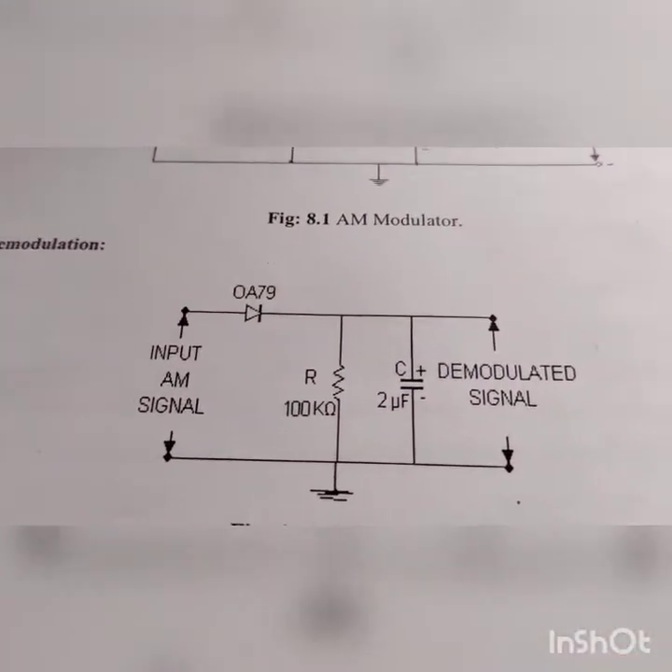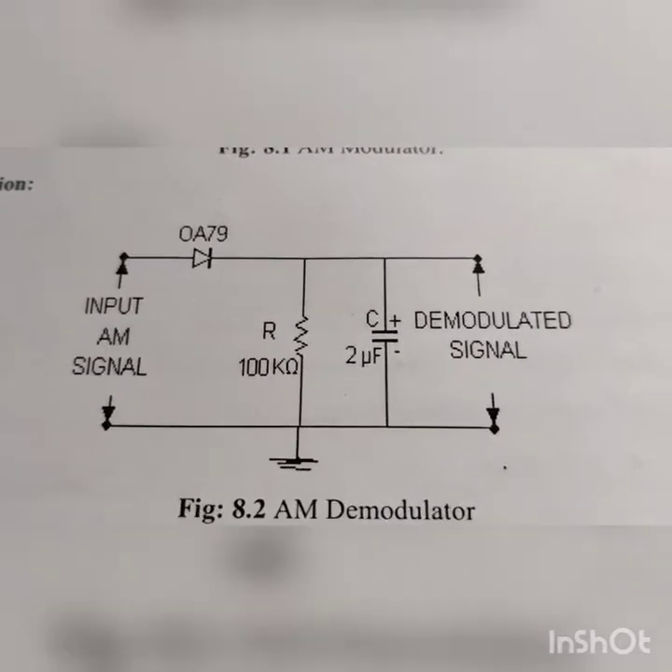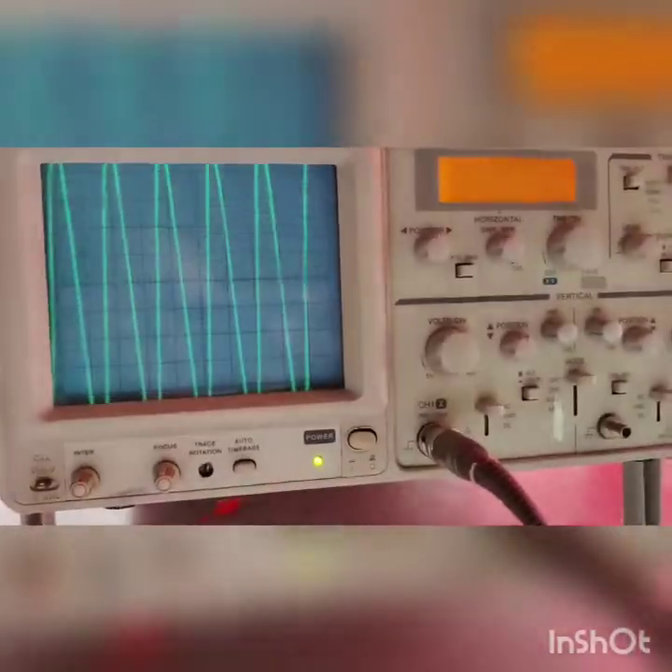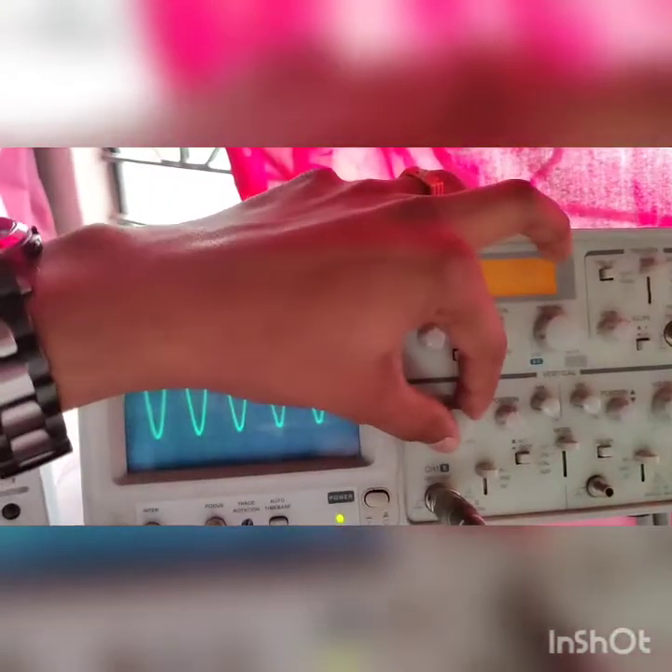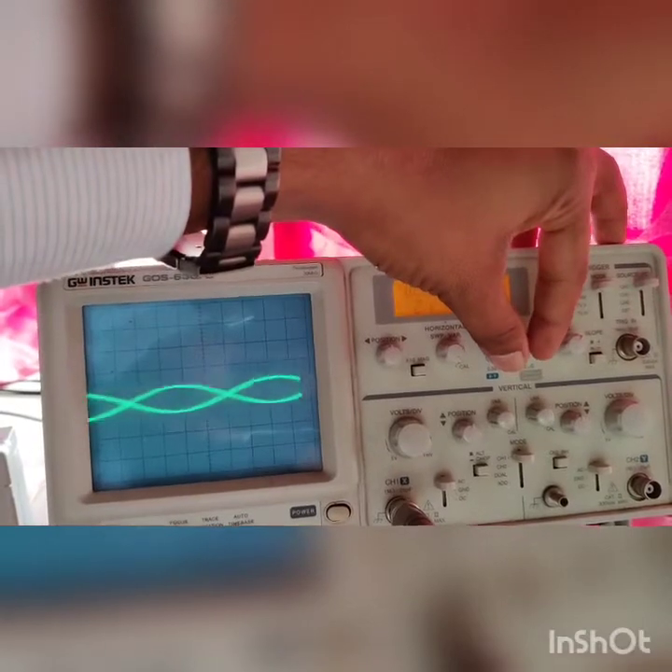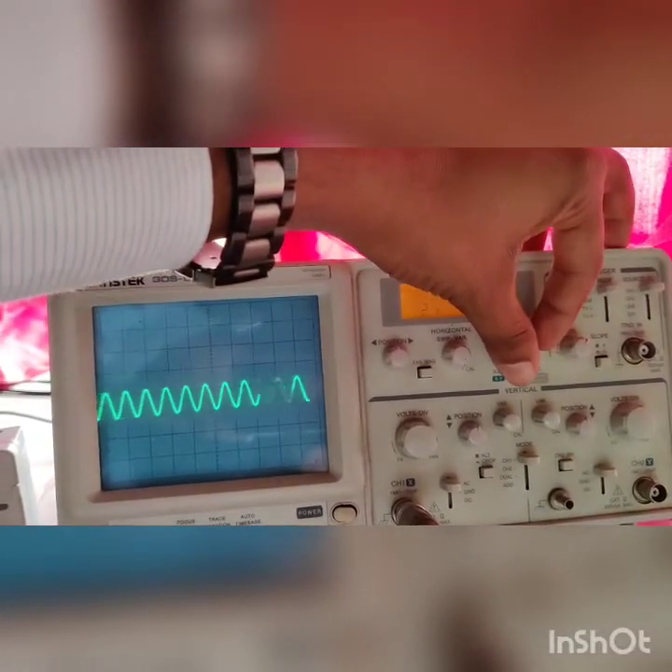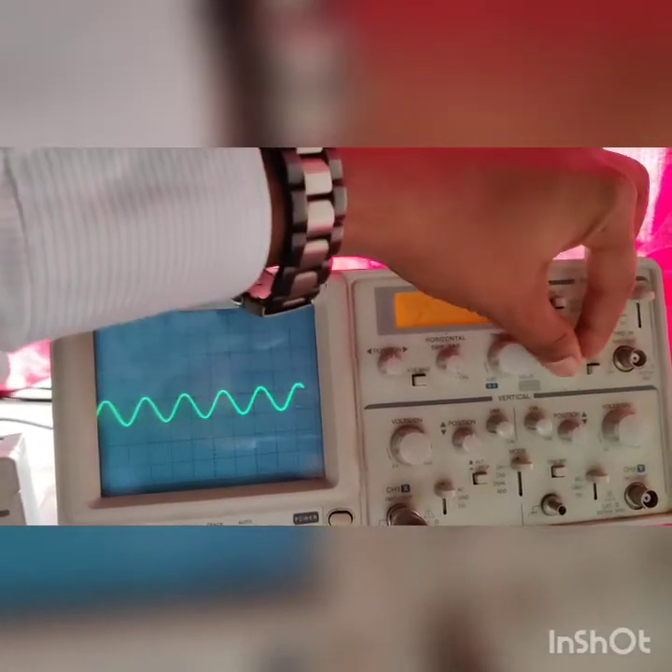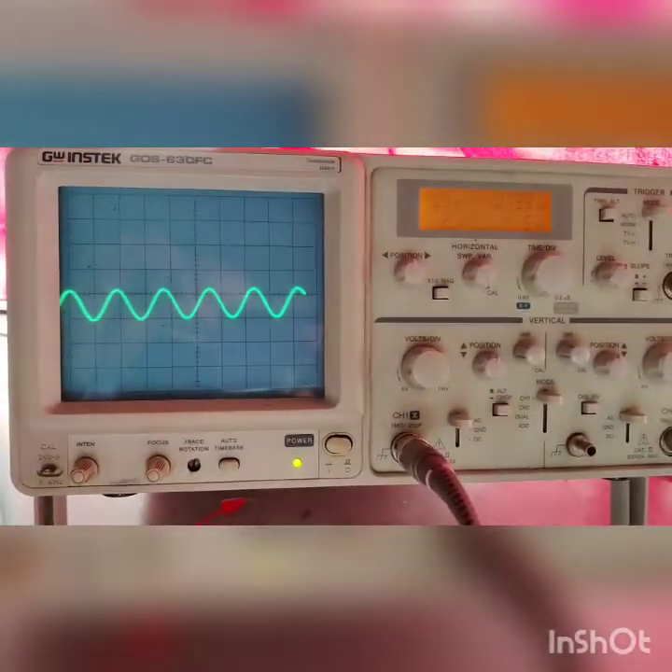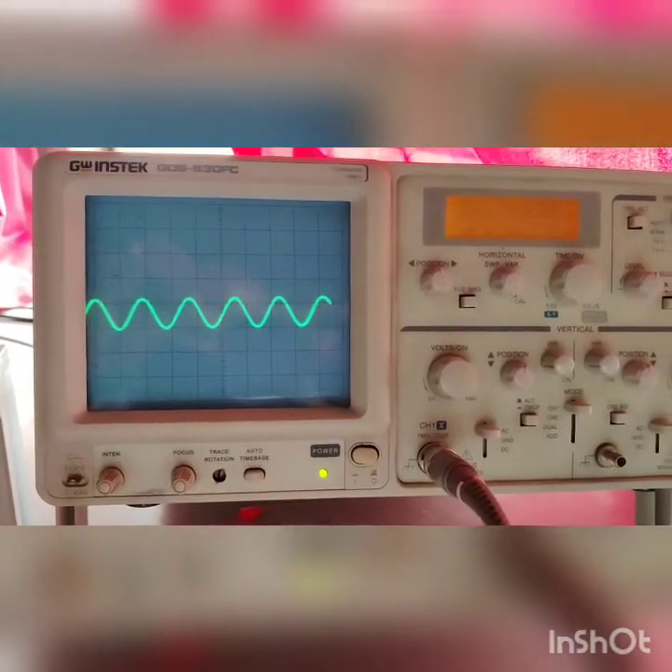For demodulation we have built a circuit by using a diode, a resistance of 100K and 2 microfarad of capacitance. This is the circuit. So if you observe the output there, this is the message signal that we are supposed to get back. This is demodulated. Thank you.